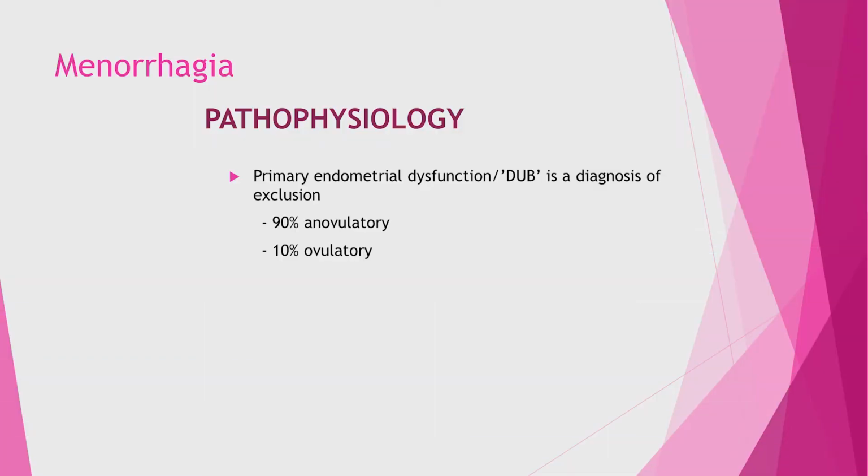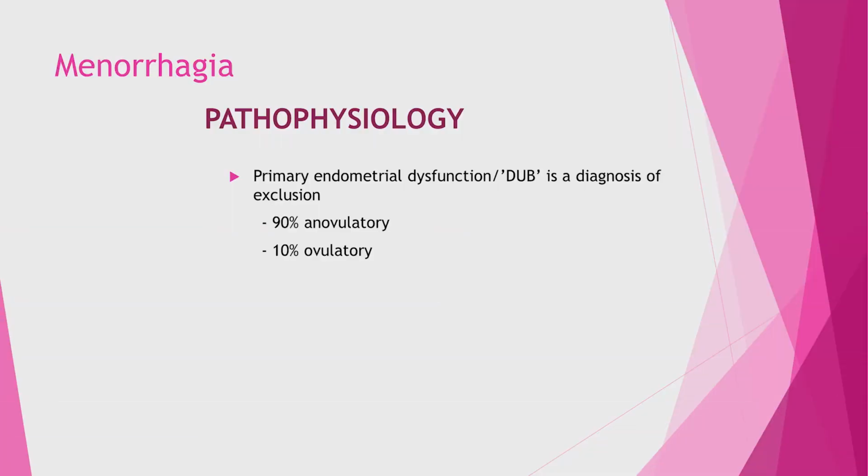So once we've excluded all these structural causes, the diagnosis of exclusion is primary endometrial dysfunction, or in the old days we called it dysfunctional uterine bleeding. This is a diagnosis of exclusion. This category is divided up into two parts, so 90% are anovulatory and 10% are ovulatory.